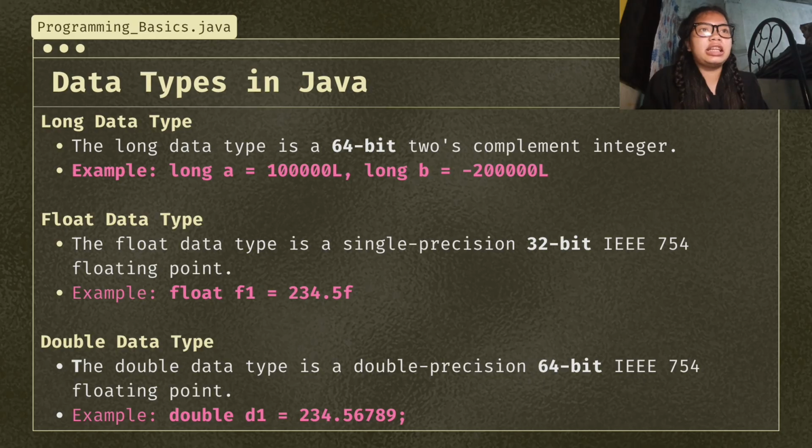And the double data type is used to store decimal numbers with higher precision than float. Its size is 64-bit IEEE 754 floating point. It's ideal for scientific calculations, currency, or any value that needs more accuracy. It's optional to add a lowercase d when using the double data type. You can just write the number directly.